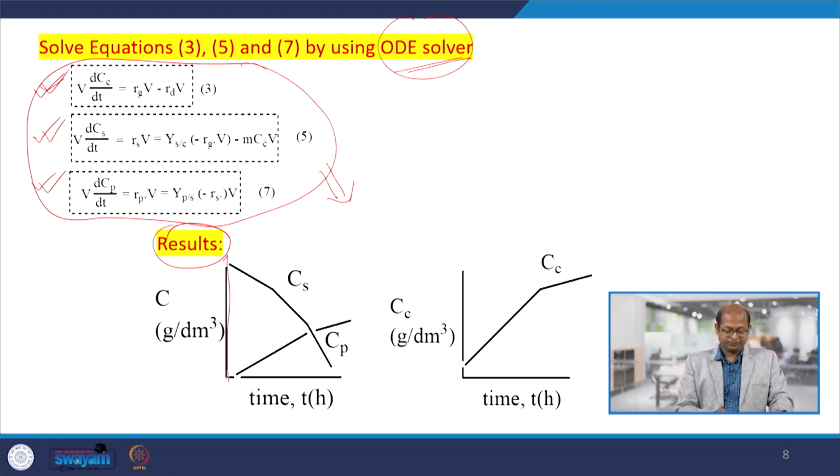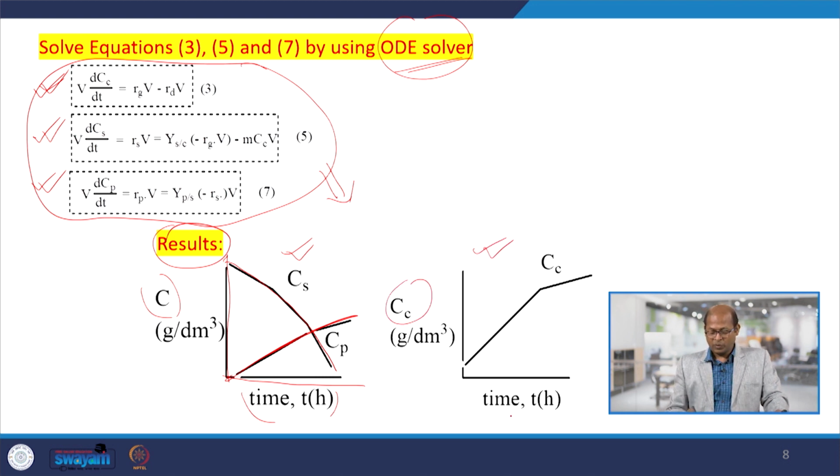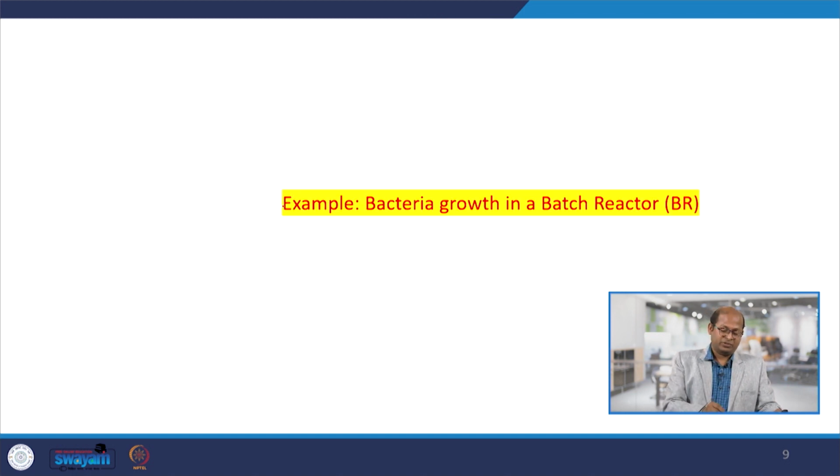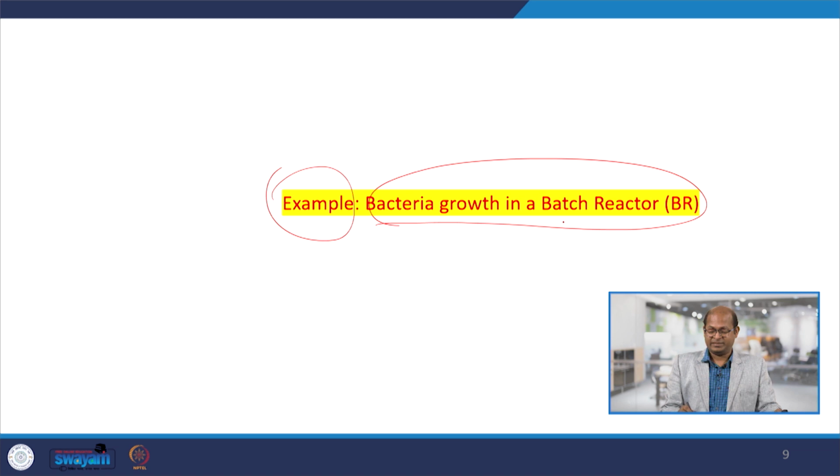So, we can get x axis time, y axis concentration, that may be substrate concentration, then substrate concentration will gradually decrease, and product concentration will gradually increase with increasing time, and cell concentration with increasing time would be like this. That is theoretically how we can solve these three equations and we can find out the concentration of the individual components, that is product, cell, substrate, easily. So, now we will go for an example, that is the bacteria growth in a batch reactor.